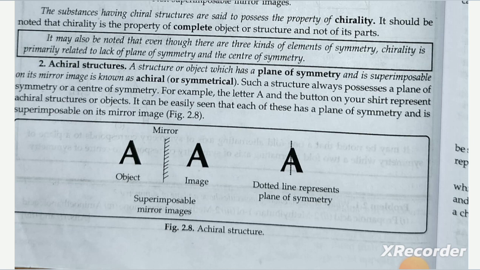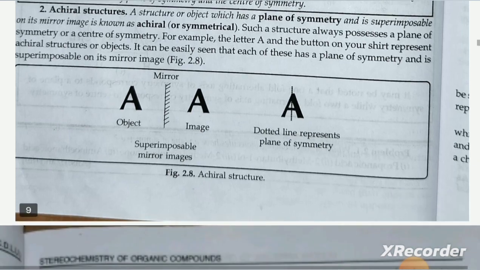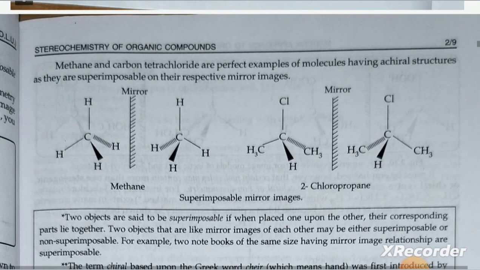Second is achiral structure. A structure or object which has a plane of symmetry and is superimposable on its mirror image is known as achiral or symmetrical. Such a structure always possesses a plane of symmetry or a center of symmetry. For example, the letter A and the button on your shirt represent achiral symmetric objects. It can be easily seen that each of these has a plane of symmetry and is superimposable on its mirror image, figure 2.8.